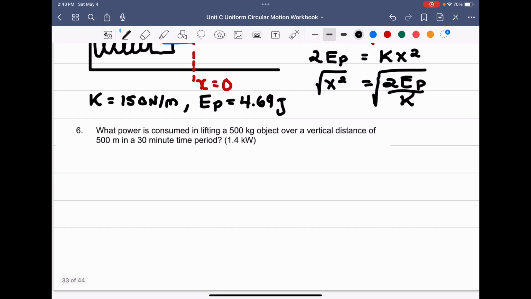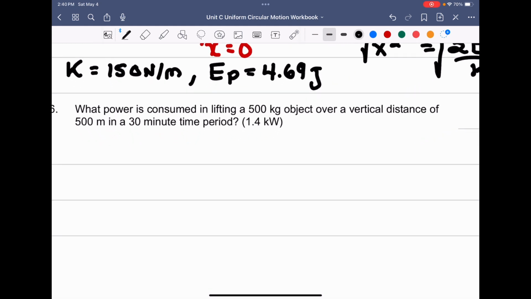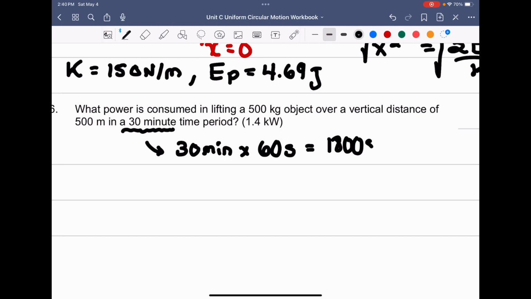Okay. Now, last one is, what is the power consumed in lifting an object that is 500 kilograms over a vertical distance of 500 meters in a 30-minute time period? Now, right away, I don't like the 30-minute time period, right? As soon as I see this, it's another trick that they're trying to give us here. So let's just fix this here. 30 minutes multiplied by 60 seconds per minute. This is going to end up giving us 1800 seconds.